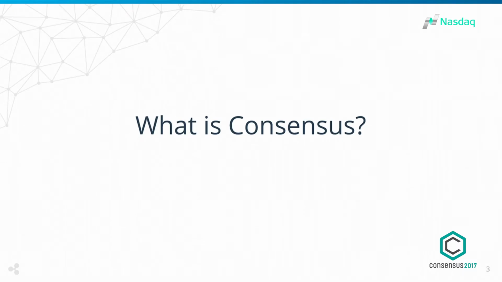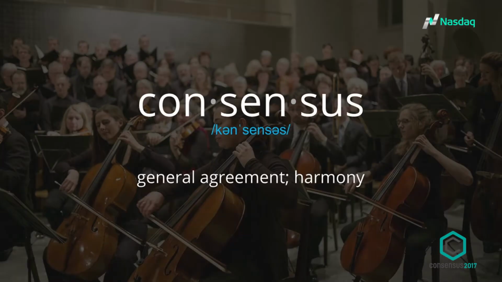So what is consensus? If you look it up in the dictionary, obligatory dictionary slide, it just says that it's some sort of general agreement. You can think of it as, let's say you have an orchestra. The fact that they're all playing the same piece of music is important for the music to sound good. And so consensus is that principle. We all know what we're doing, we all agree what we're doing, and as a result, there's no friction with what we're doing.